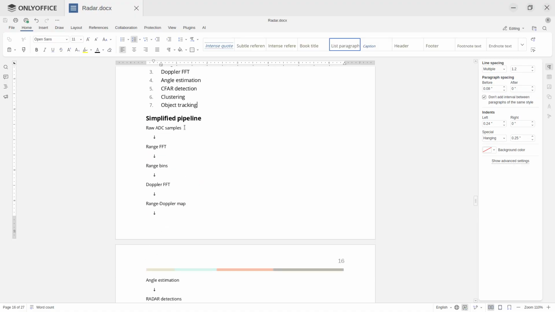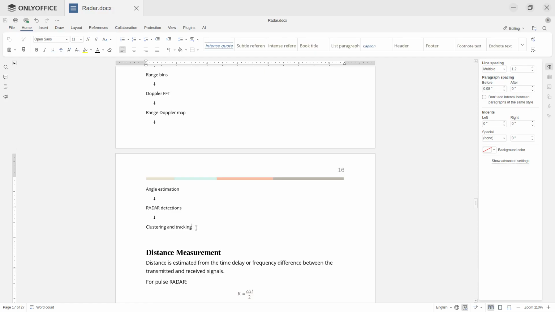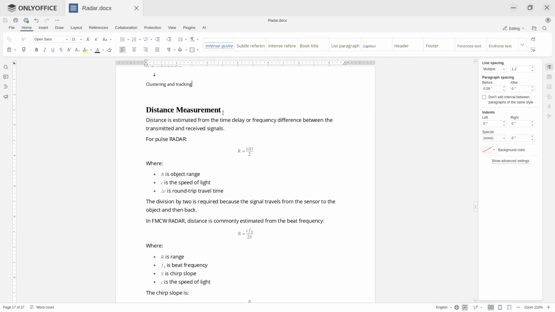Simplified pipeline: raw ADC samples, range FFT, range bins, Doppler FFT, range Doppler map, angle estimation, radar detection, clustering and tracking. Next, let's talk about distance measurement. Distance is estimated from the time delay or frequency difference between the transmitted and received signals.